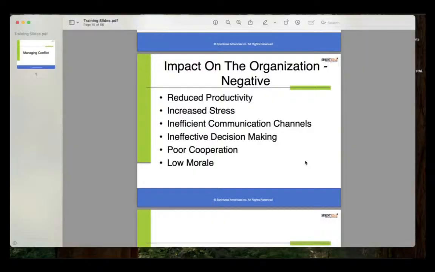Correct. That is where the productivity of the whole team is going to reduce, because all the interested parties involved in that particular conflict will not focus on the main goal or their regular task. The focus will move. So this is a negative impact. Then increased stress, of course, as we know that when there are conflicts, the stress increases, whether in any organization or any type of conflict. Then inefficient communication channels, ineffective decision making, poor cooperation, and low morale. So these are some negative impacts.